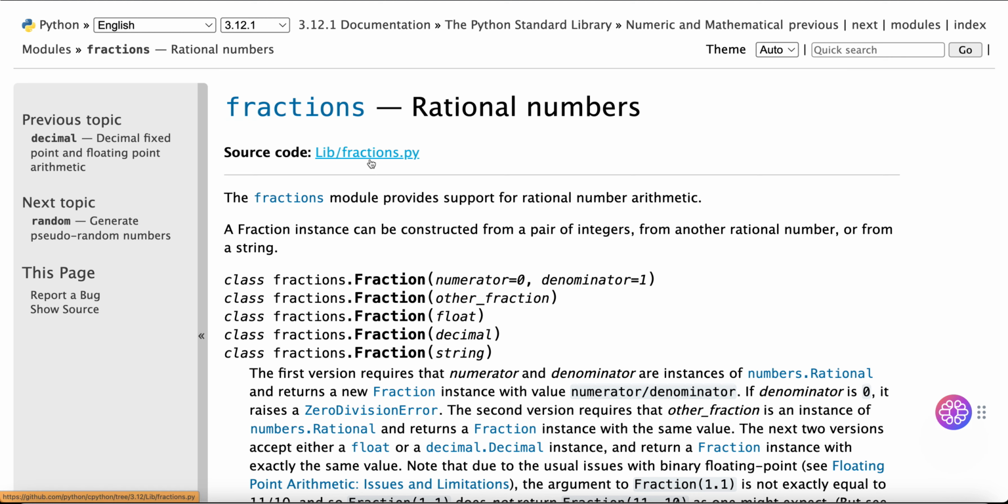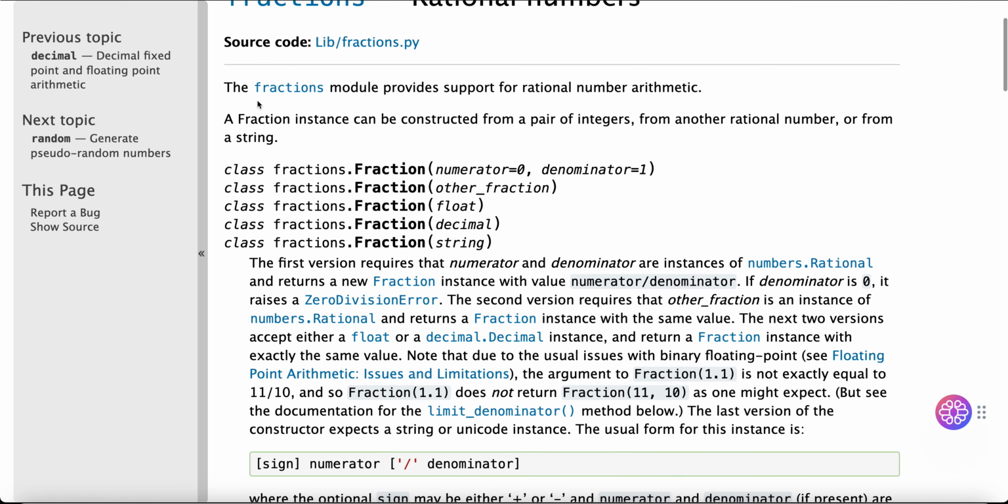Fractions, rational numbers. Source code: Lib/fractions.py. The fractions module provides support for rational number arithmetic. A Fraction instance can be constructed from a pair of integers, from another rational number, or from a string.